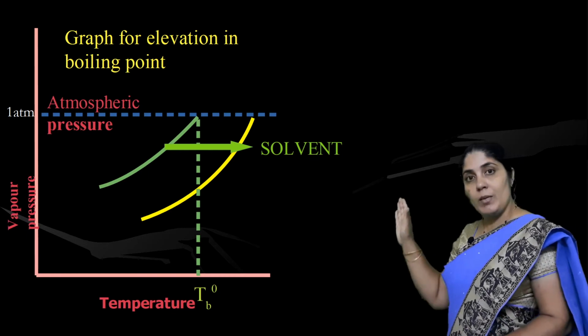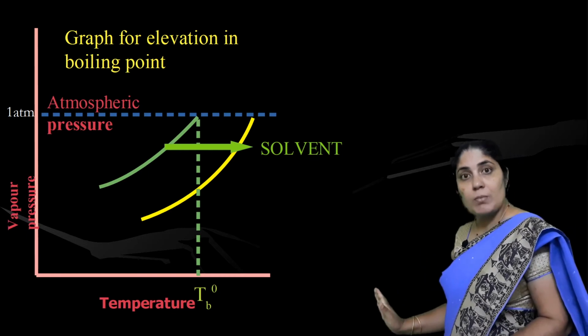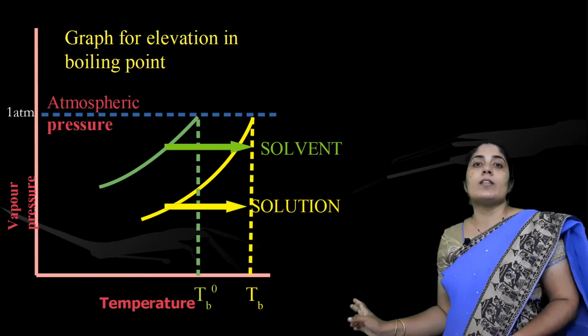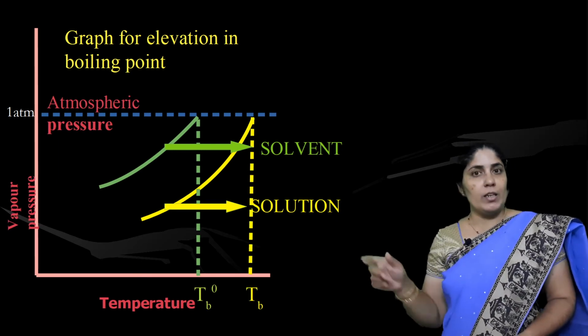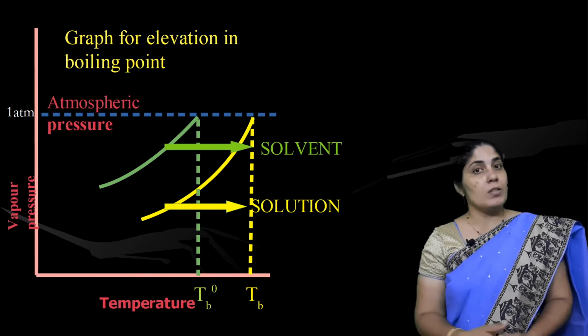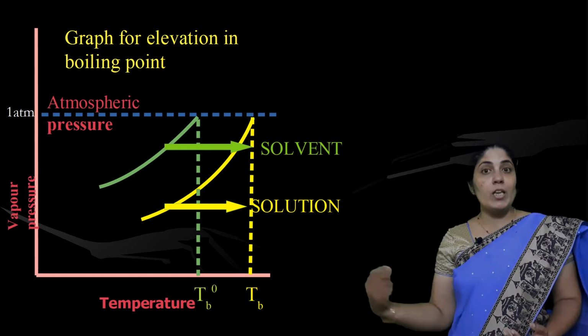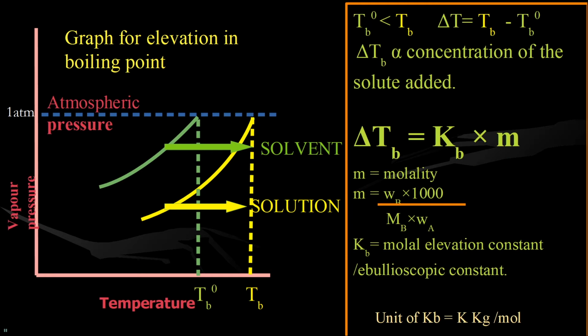But at that time, when the boiling point is marked here, you can see here that Tb is definitely a higher value than Tb0. Now, this change in the boiling point, that is this amount of elevation in the boiling point, definitely depends upon the concentration of the solute added. Now, to measure the concentration of solute added, we have got different concentration units learned in our previous classes. From there, we consider here the unit as molality.